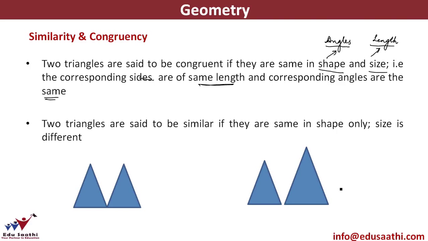Two triangles are said to be similar if they are same in shape only. So that means I am only worried about the angles. If the angles of one triangle are equal to the corresponding angles of the other triangle, the two triangles are said to be similar. They will turn out to be equal if the lengths also become equal. So all triangles which have shape same are known as similar. If the lengths also turn out to be same, then they will be called congruent. So congruency is a special case of similarity that we have.